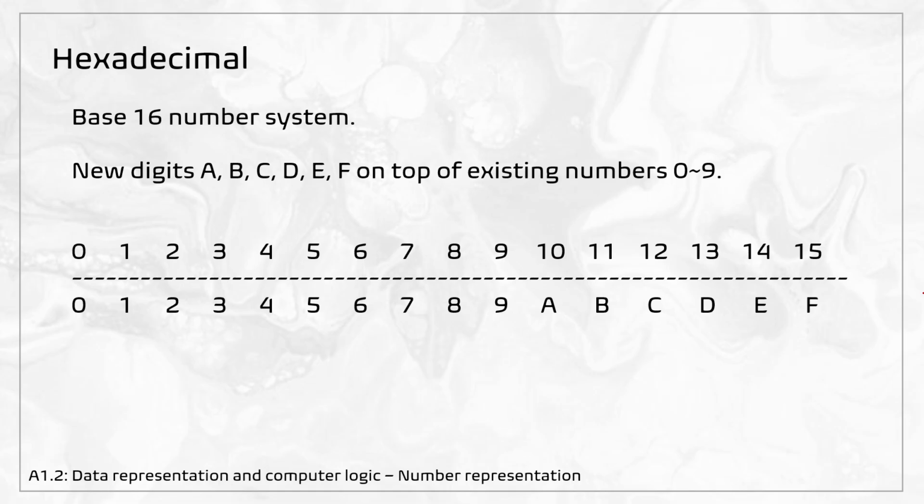Hexadecimal is another number system, and it's base 16, meaning there are 16 unique digits. To fill in the missing digits, the letters A, B, C, D, E, and F are used to represent the numbers 10, 11, 12, 13, 14, and 15. Hexadecimal exists mainly as a way to make binary more readable to humans. So in hexadecimal, let's say we have the number 8A5. This digit will represent 16 to the power of 0. This digit would represent 16 to the power of 1, and this digit would represent 16 to the power of 2, much like the decimal and binary number systems.